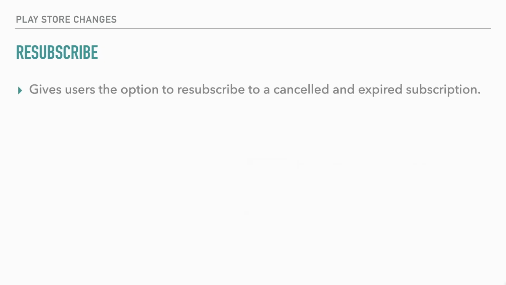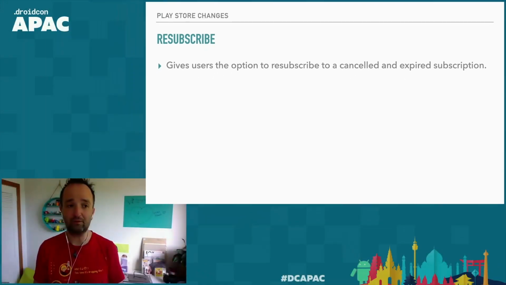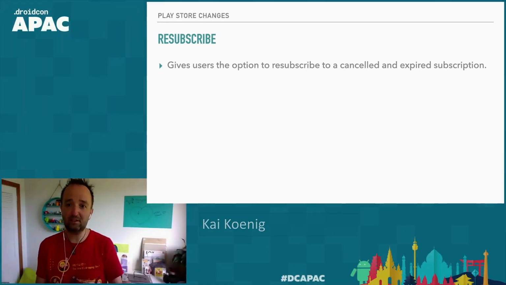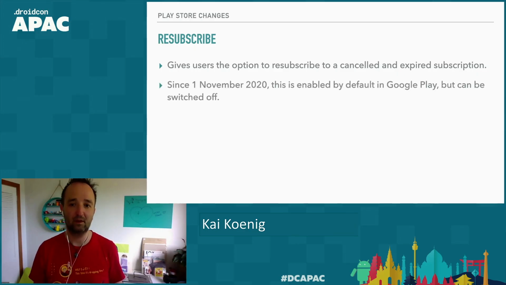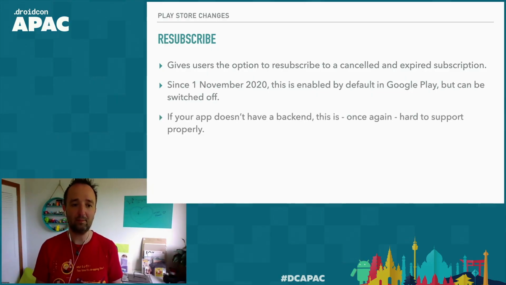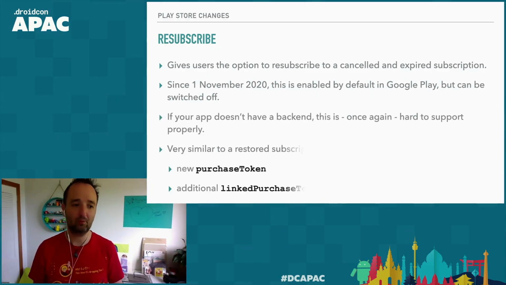And then we have finally a thing called resubscribe, which is very similar to the restore feature. But the difference is here, this is a subscription that is canceled and already expired. Again, since the 1st of November, this is enabled by default in Google Play. So you don't have to use it, but you have to switch it off if you don't want to use it. If your app doesn't have a backend, proper support is tricky.